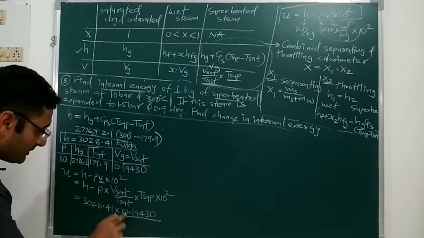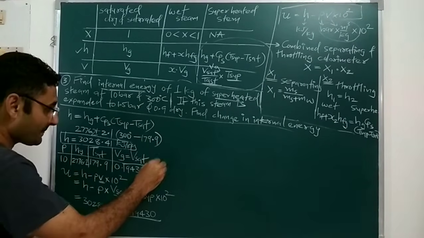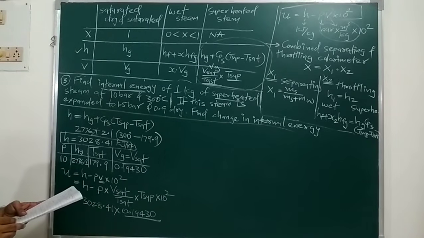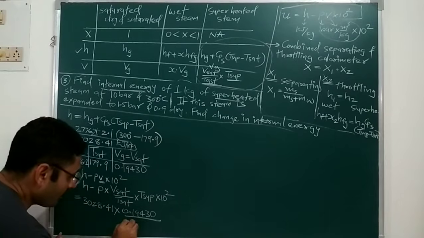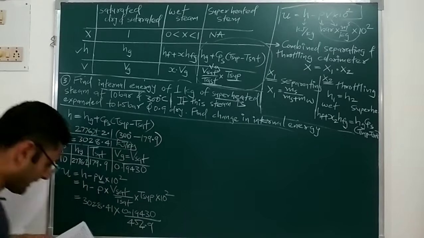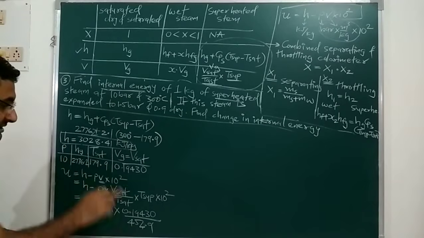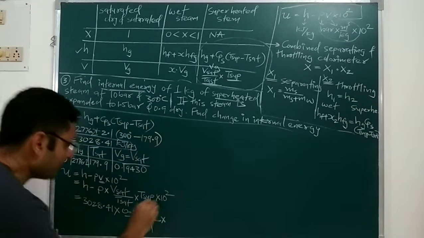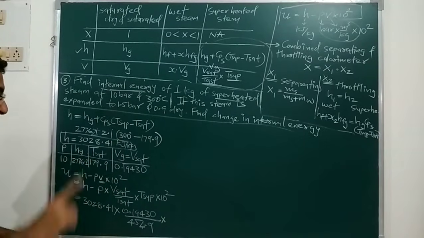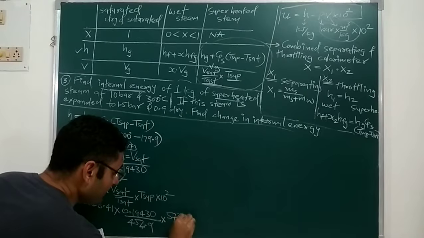Okay, so now temperature T saturated is how much? It is 179.9. So 179.9 plus 273 is 452.9. That is your T saturated in Kelvin. Into T superheated. T superheated is how much? It is given 300, but we have to convert it to Kelvin. So 300 plus 273 is 573, into 10 raised to 2.